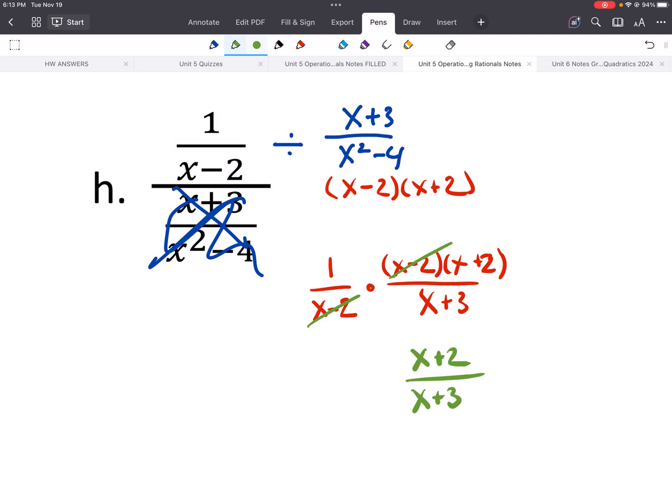All right, so that's our answer, and then our excluded values: x cannot be, so for here, it can't be 2, for here it can't be -2, and here it can't be -3.